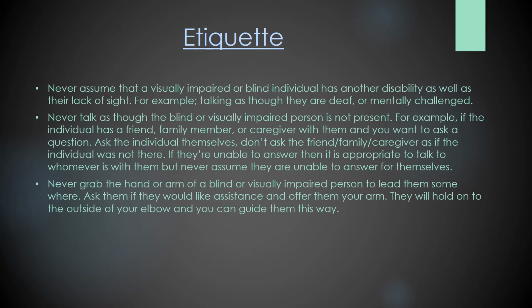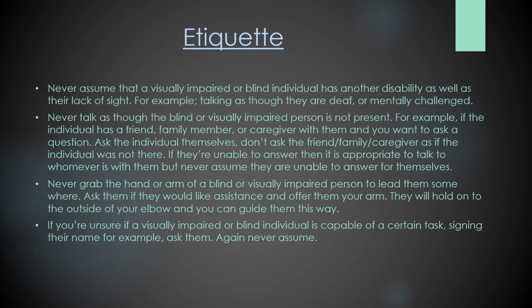Never grab the hand or arm of a blind or visually impaired person to lead them somewhere. Ask them if they would like assistance and offer them your arm. They will hold on to the outside of your elbow and you can guide them this way. If you're unsure if a visually impaired or blind individual is capable of a certain task, signing their name for example, ask them. Again, never assume.